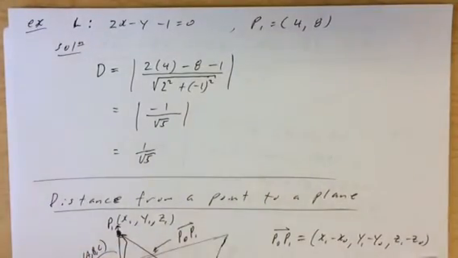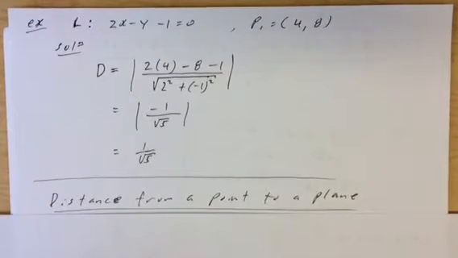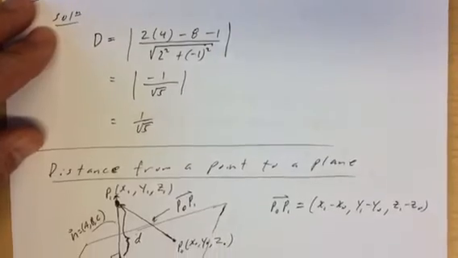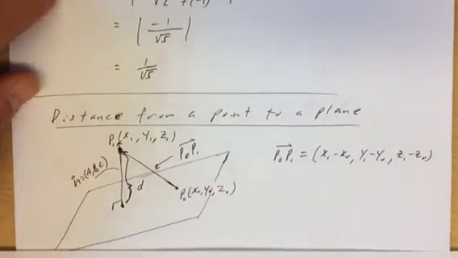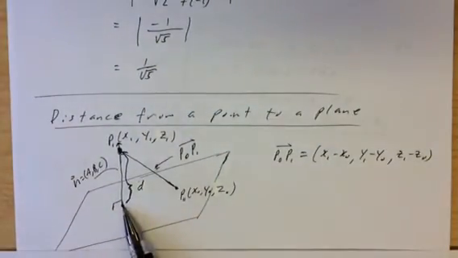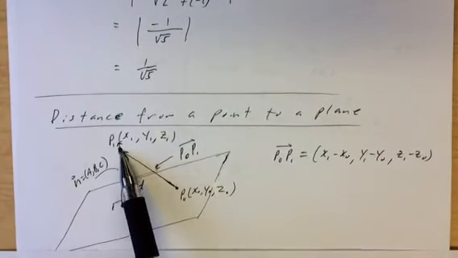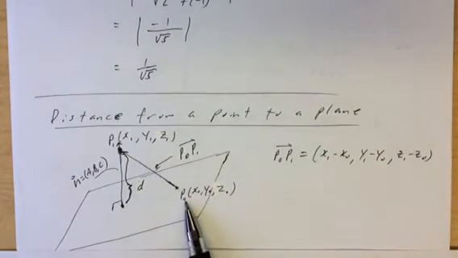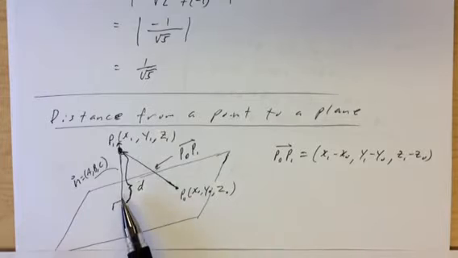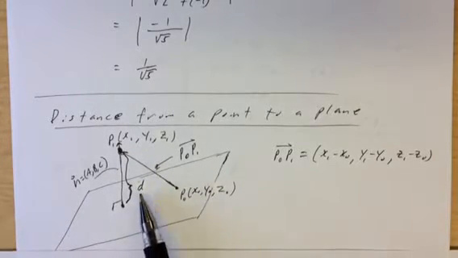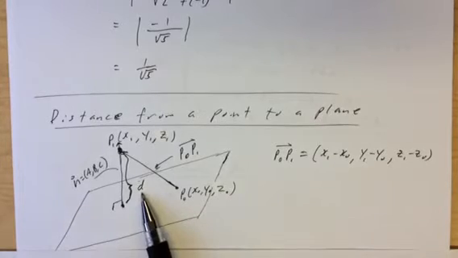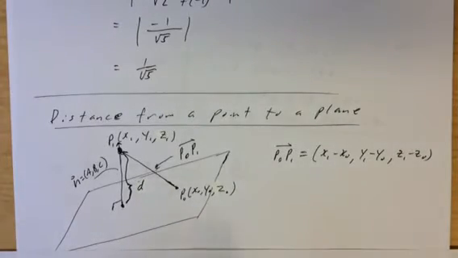Okay, so we've got that now. What about the distance from a point to a plane? This is very similar. In this picture we've got a point P1 and a point on the plane, P0. The distance from P1 to the plane is a perpendicular distance. Call that small d, because we're going to have a capital D in the formula for the equation of the plane.